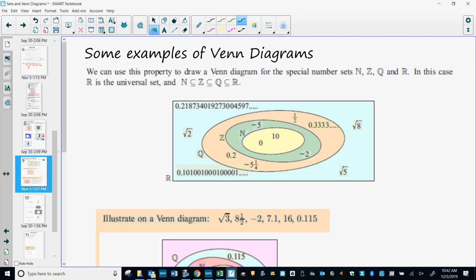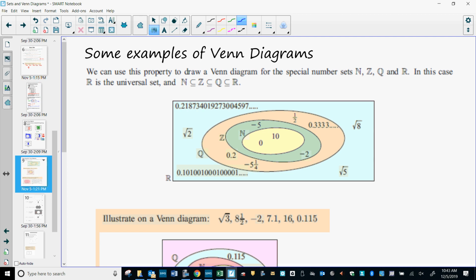So these are just some examples of them. These are the fancy numbers. Okay, so outside here we've got Q. So real numbers is our universal set. Q, what did that stand for? Good question. Rational numbers. So they're numbers that can be written as a fraction.